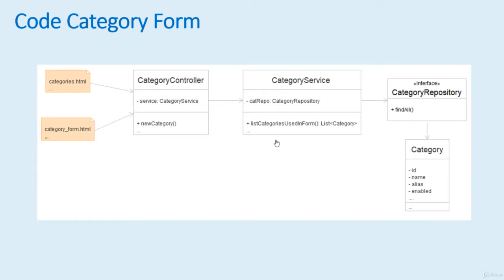And in the category service class, we need to implement a method that returns a list of categories that are used in the form. And in the category controller class, we need to implement a new handler method that will show the category form when the users click the create category button in the category listing page.